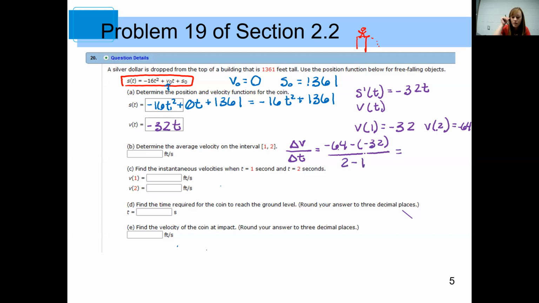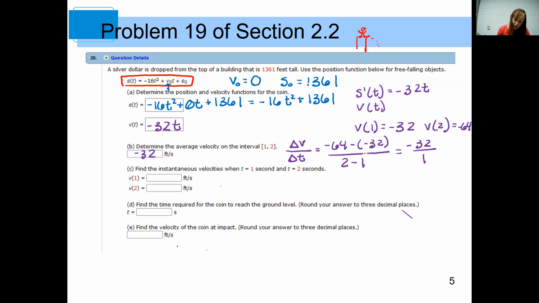So the negative 64 minus a negative 32 gives me a negative 32. And then my change in time is going to be 1. So our average velocity on this interval is a negative 32. You don't have to put that 1 in the denominator.